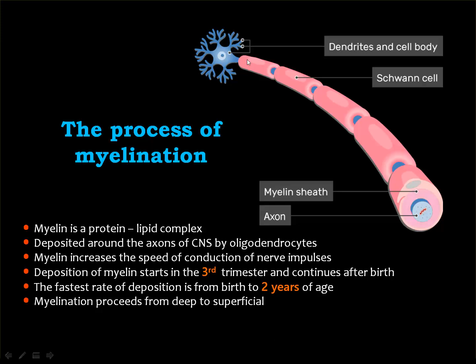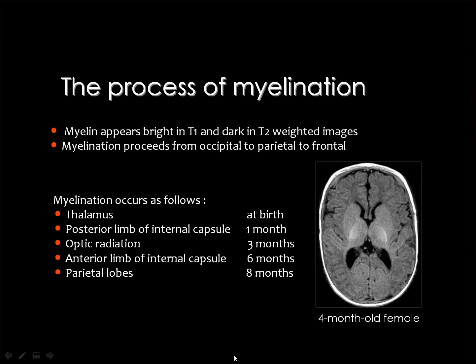Then being a lipid protein complex, this myelin will appear as a bright signal in the T1 and dark signal in the T2 weighted images. Initially, the white matter before myelination contains water, and this water will appear of low signal in the T1 and high signal in the T2. Then by the start of myelination, you get increased signal in the myelinated areas in the T1 weighted images and decrease in the T2 weighted images.